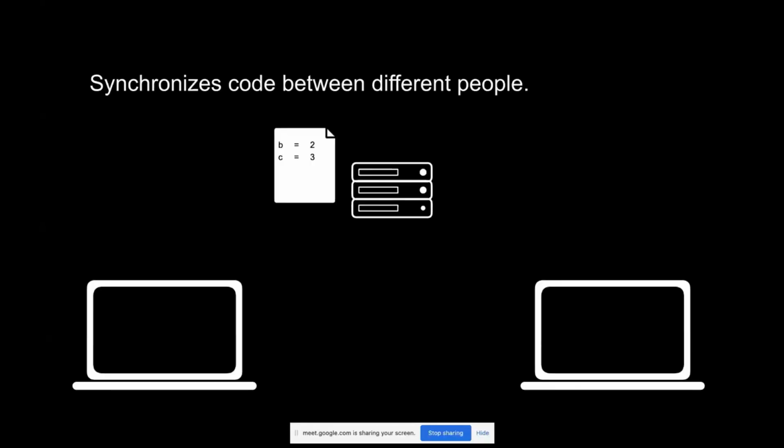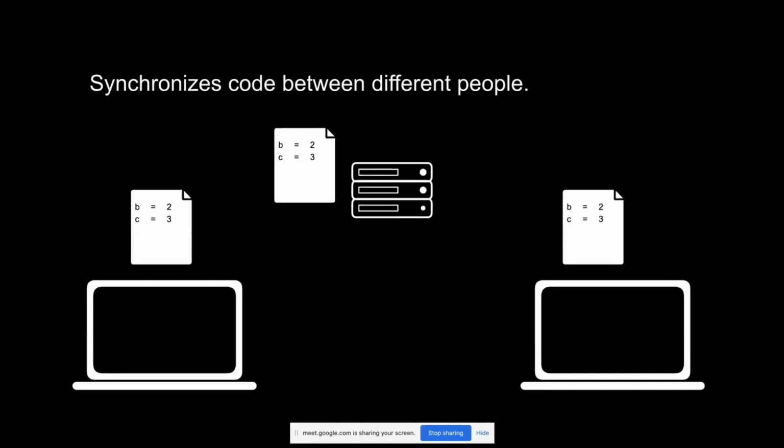Let's say you have some code on the GitHub server, and you want to synchronize code between different people. Again, as I said, the main function of Git is to encourage collaboration on a single project. So you can simply synchronize code between different people. It's just like Dropbox for your code, but with much more functionality.